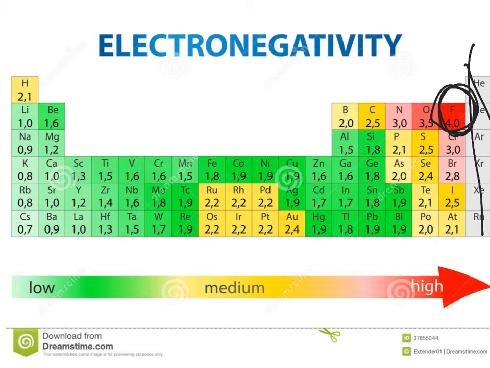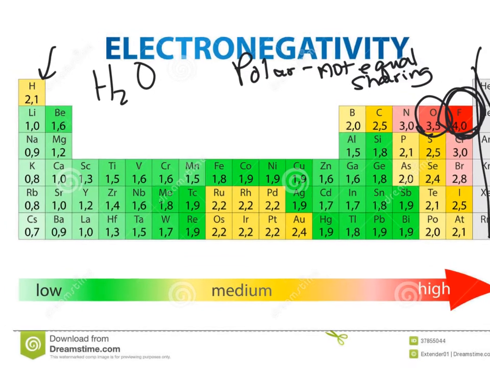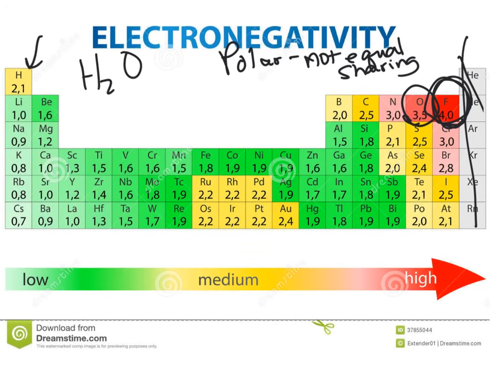Now, the cool thing that happens when you have polar bonds, okay? Because polar bonds means not equal sharing, that's what's happening here. You find polar bonds exist when you take something that has a really, really big difference between the two. So let's actually make a water molecule really quickly. So water is made up of oxygen, which has an electronegativity of 3.5. That's fairly strong. And then hydrogen, which is over here, and that has an electronegativity of 2.1, okay?